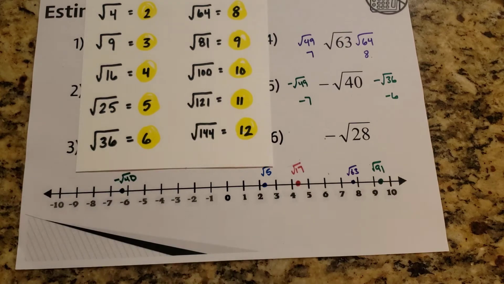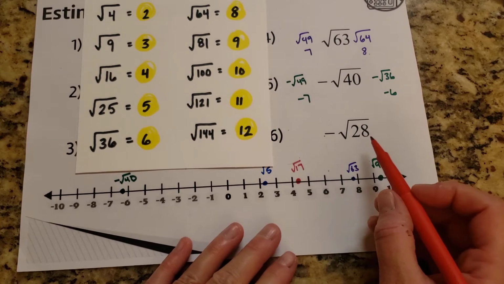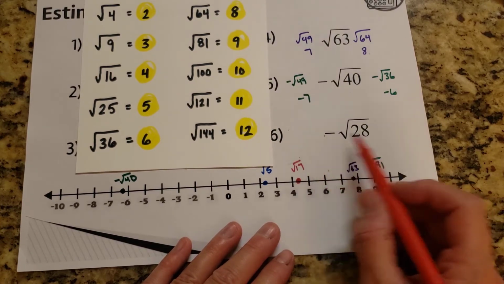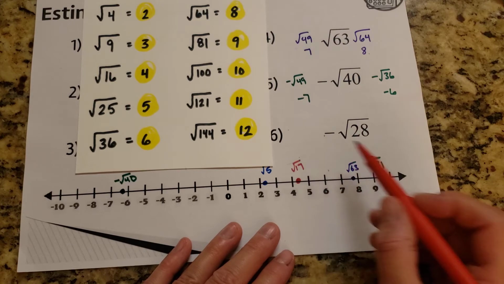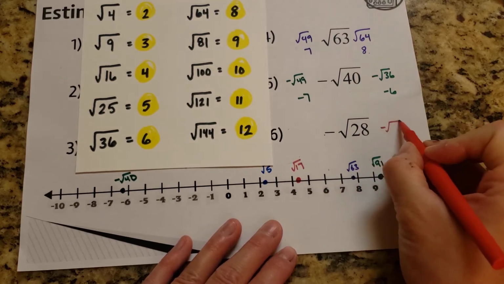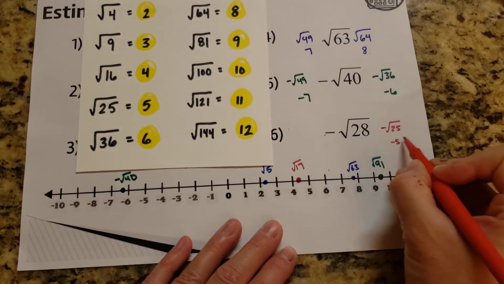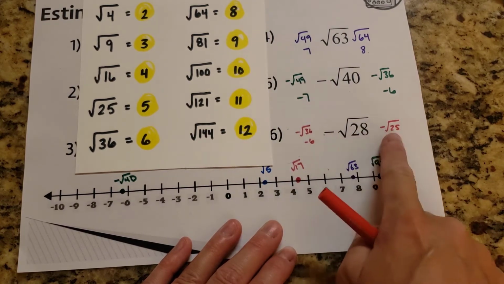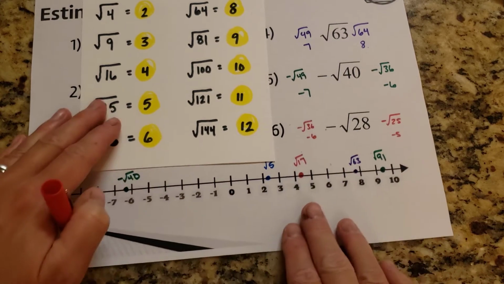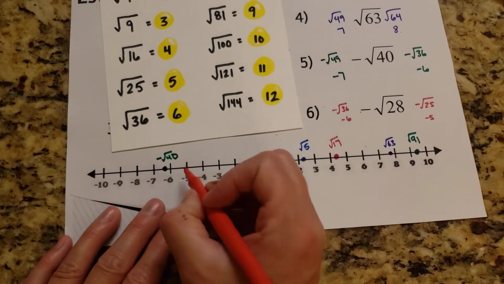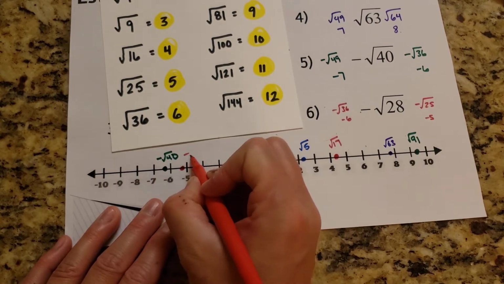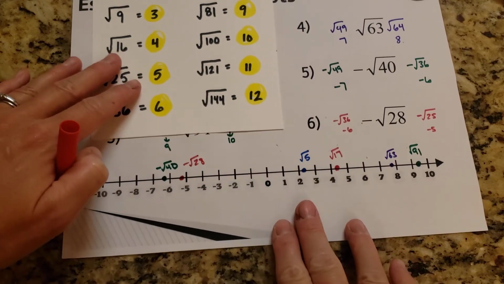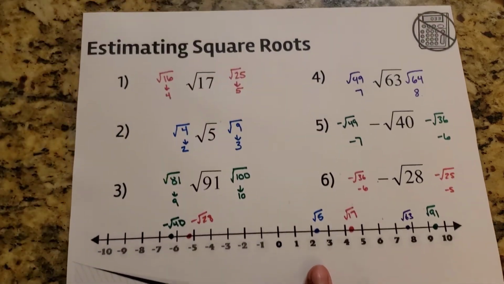Well, just offhand, I can think 25. I know 25, right? 5 times 5 is 25, and then the square root of 36 would be in between. But remember, we have to think of this backwards. So this would be negative square root of 25, because that's negative 5, and negative 6 would be on this side. Looks like that's closer to negative 5, though, because the 28 is closer to the 25. So in between negative 5 and negative 6, but a little bit closer to the negative 5. So right about here, negative square root of 28. There we go.